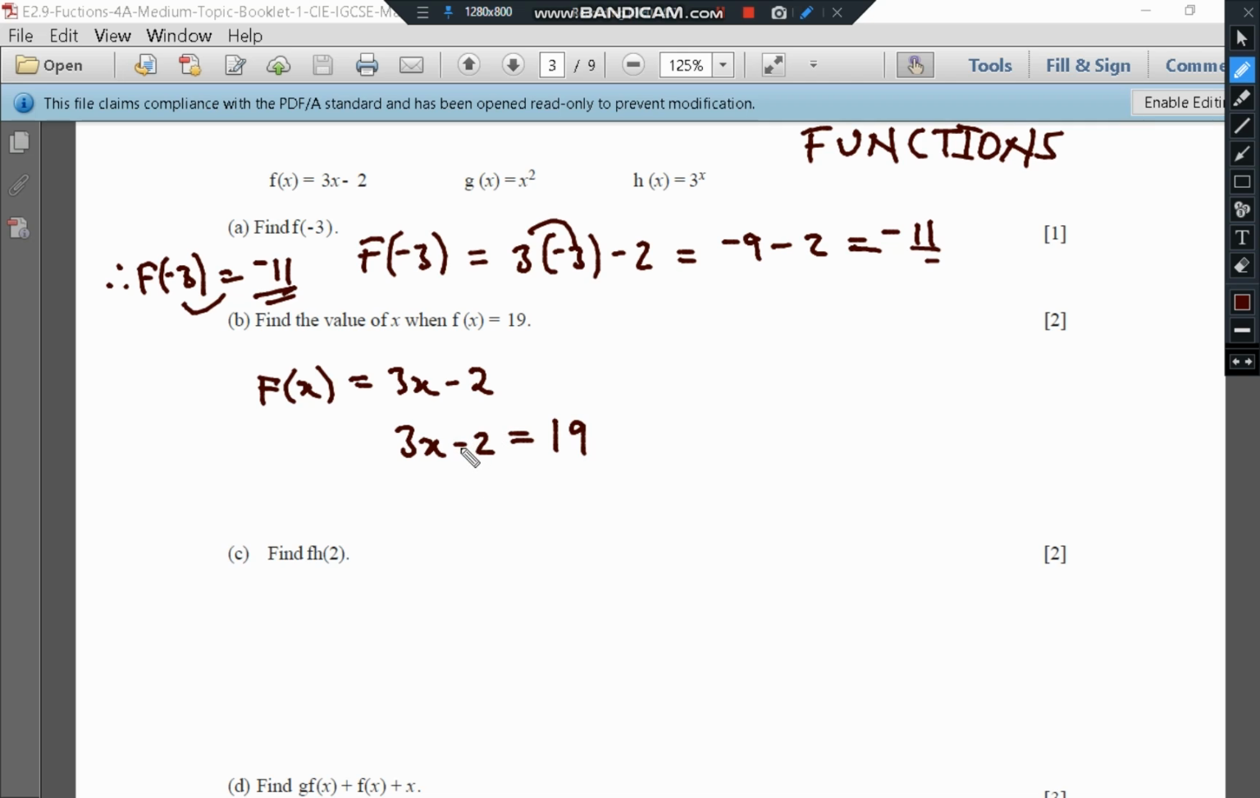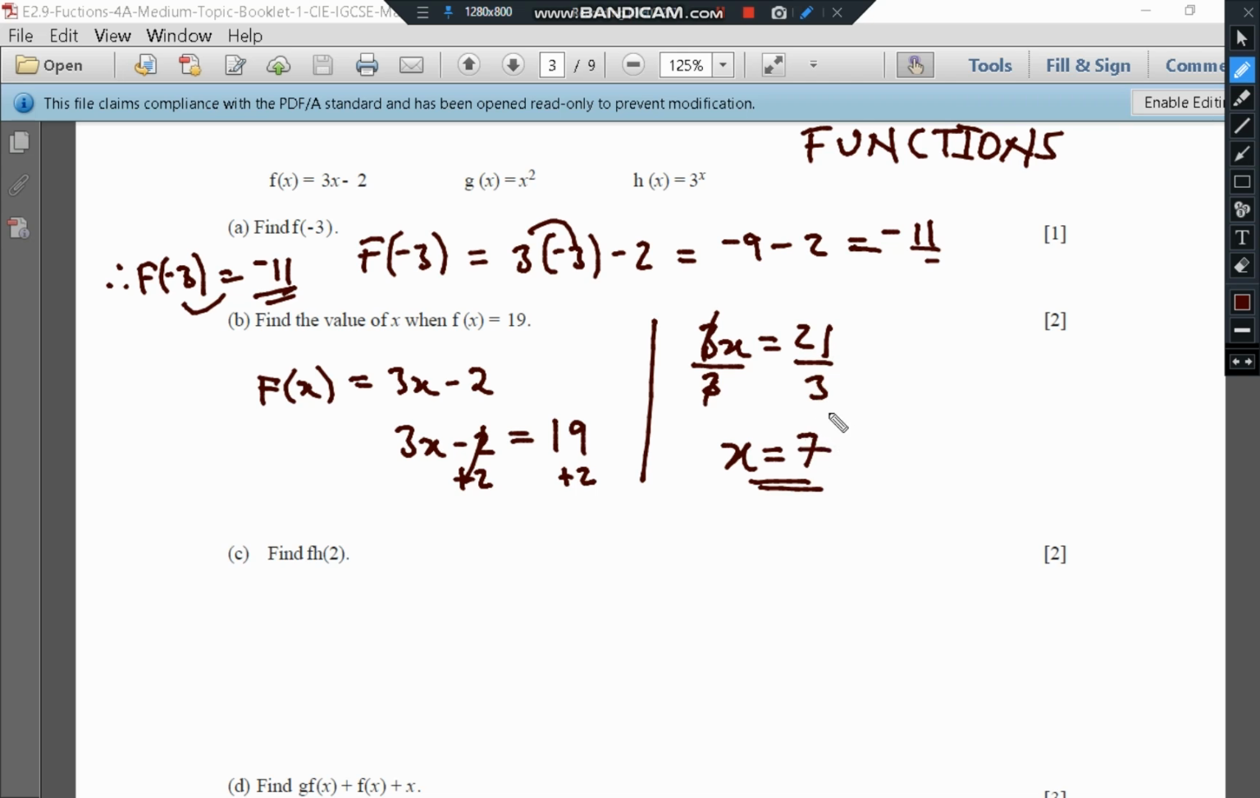Because we don't need this minus 2, we're just going to add plus 2, which is its additive inverse, on both sides, so that this can cancel. Other people say 2 will cross the equal sign and then it changes the sign and becomes positive. Fine, for as long as it works, keep that method. So then we're going to have 3x equals 19 plus 2 gives us 21, so 3x equals 21. We're looking for the value of x, so we divide by 3 to get 21 divided by 3 gives us 7.